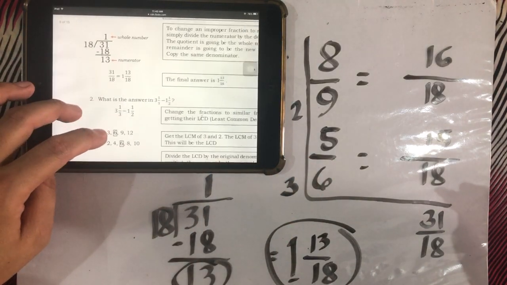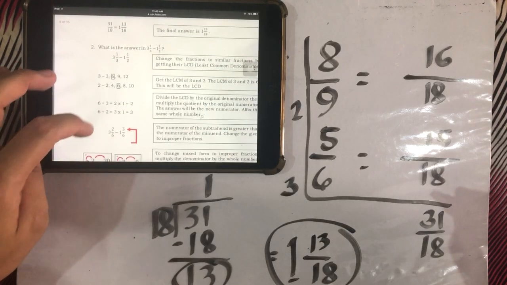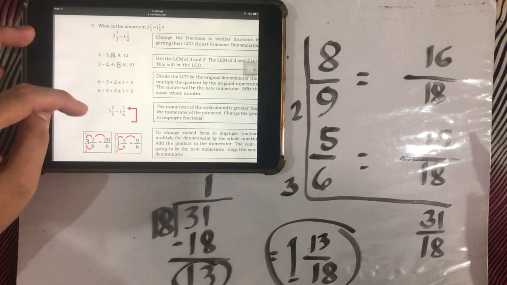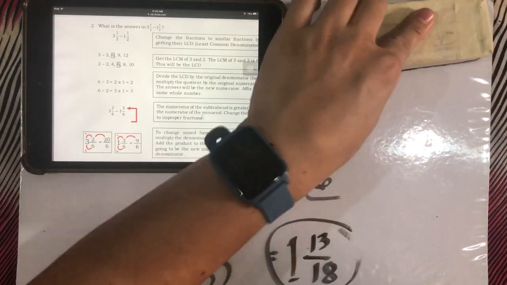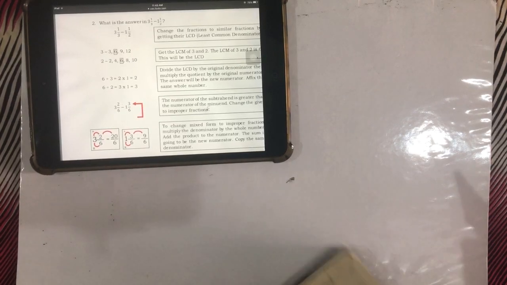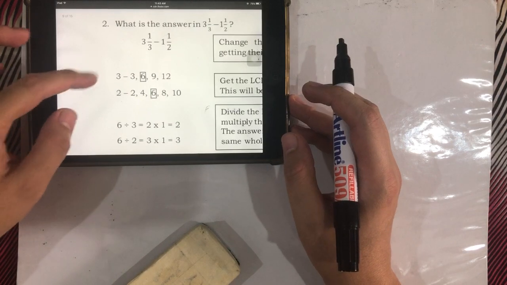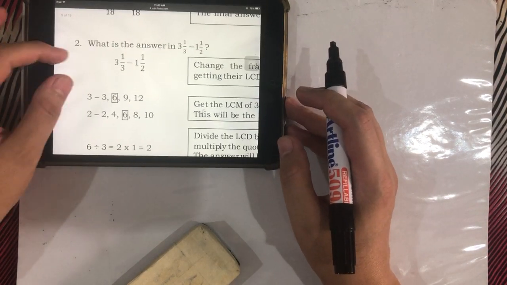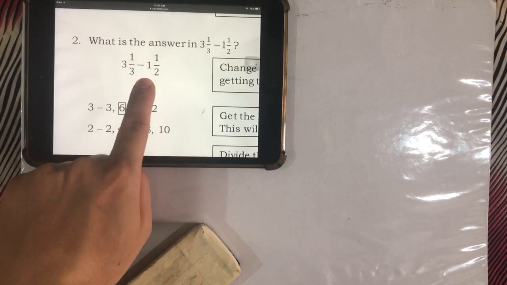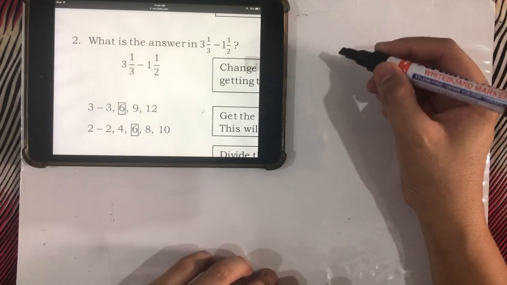So, the same goes here. Let's try to do that, and I'll explain it, because this one is a bit difficult. So, the given is: what is the answer in 3 and 1/3 minus 1 and 1/2? I think this will be the last one.